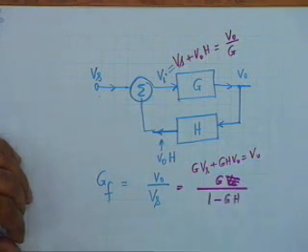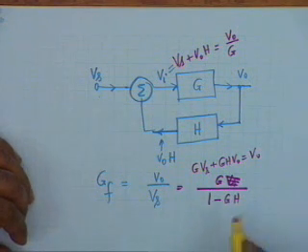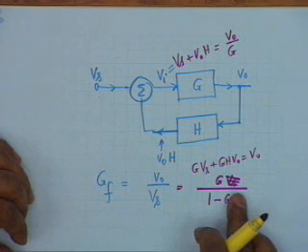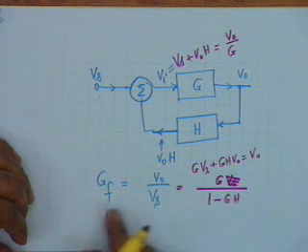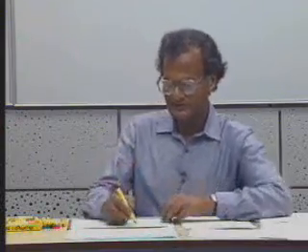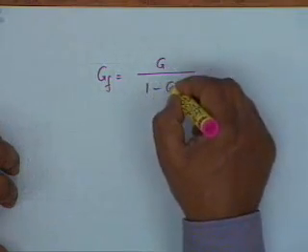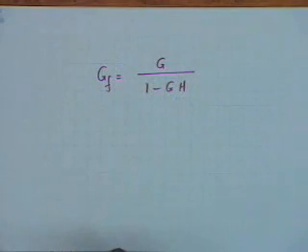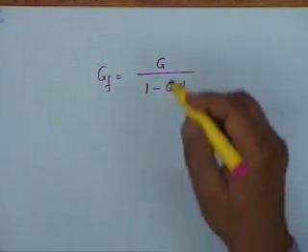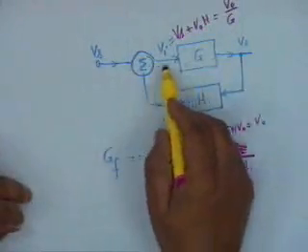No Vs shall be there. It's simply G by 1 minus GH. If H is 0, that is, there is no feedback, then the gain is simply equal to G. So, for a feedback amplifier or any feedback system, the gain is in general given by G by 1 minus GH, where G is called the forward path.